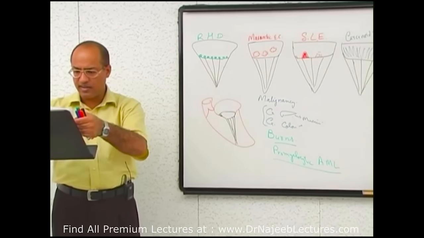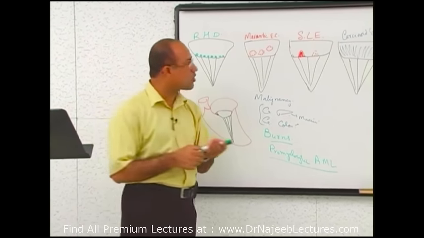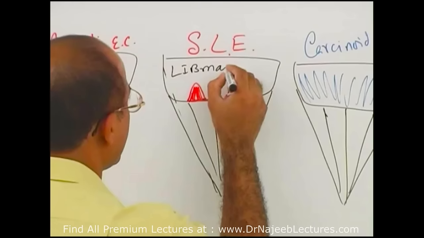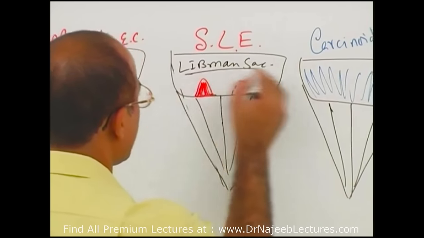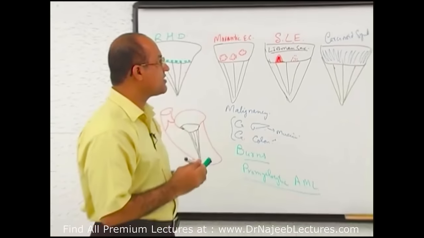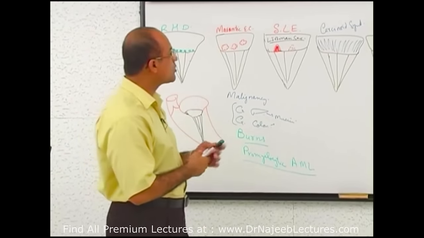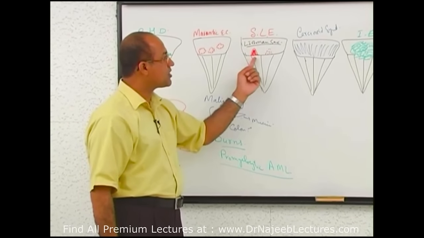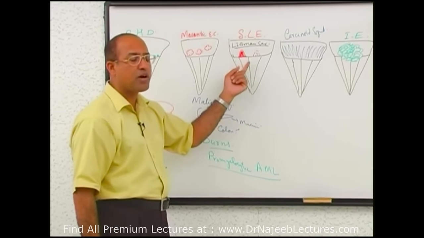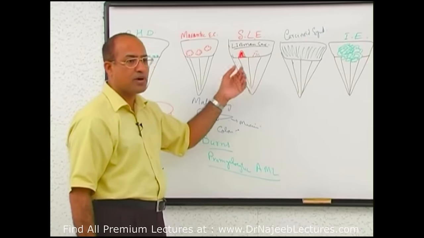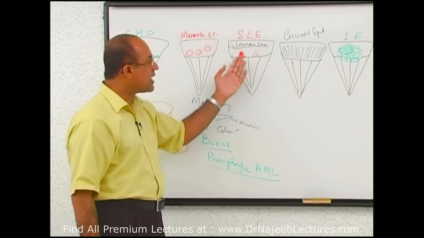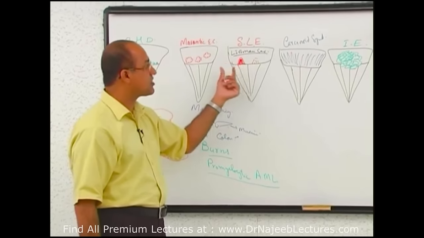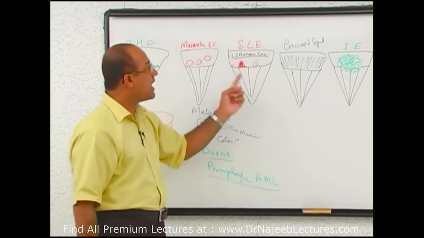vegetations of SLE. Vegetations of SLE are also called Libman-Sacks vegetations. Libman-Sacks disease or SLE vegetations are actually due to an immunological process again. These vegetations are formed on the valve, and they may form on any side of the valve.